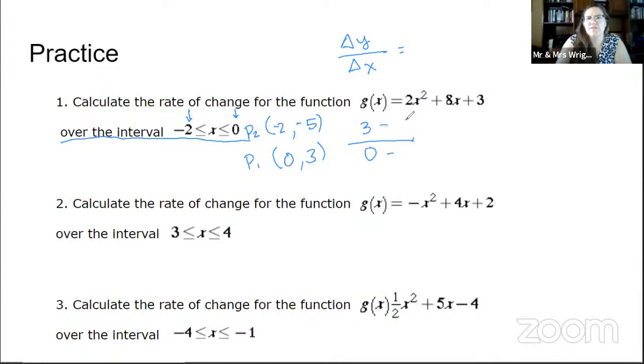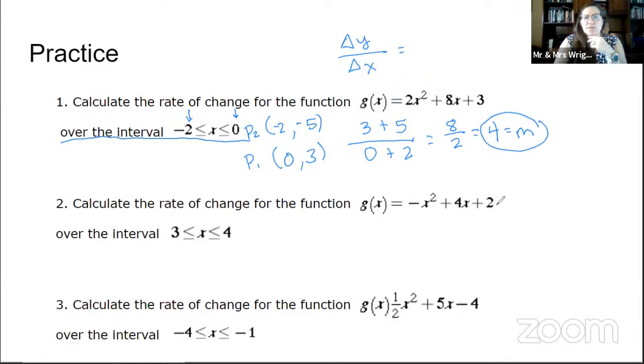It's a -5, so my negative will change this minus to a plus. And then the 2 goes down at the bottom. And since it's a negative, it's going to change my minus to a plus. So 3 plus 5, 5, 6, 7, 8 is on top. And 0 plus 2 is 2 on the bottom. 8 divided by 2 is 4. So the slope, the rate of change between these 2 points, is 4.